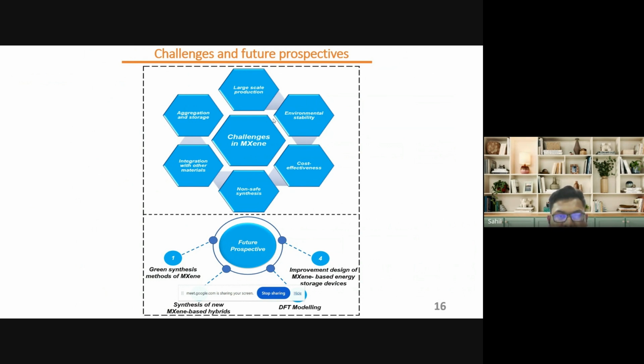Agglomeration and storage. MXene has a problem of oxidation in the environment; if we take this material outside, it oxidizes. So this is the problem. The future perspective is the green synthesis of MXene, synthesis of new MXene hybrids, DFT modeling to predict the theoretical value of the capacitance, and improved design of MXene-based energy storage devices.